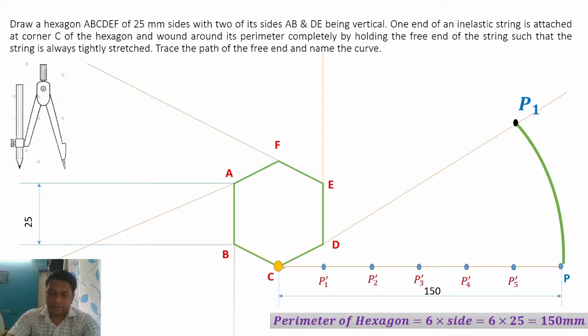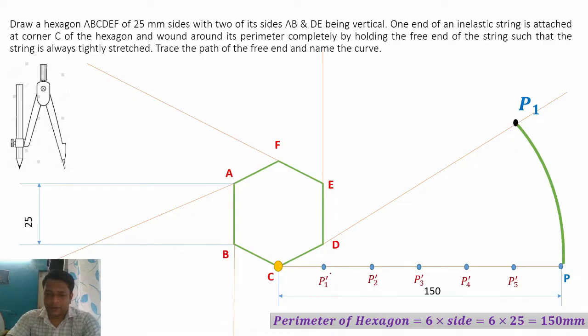If your compass is unable to take this dimension, you can use the scale 1:2 and manage as per that. That is also right, but you have to mention the scale. If you're able to draw this curve, it is very simple for you. You don't need to use any other scale.